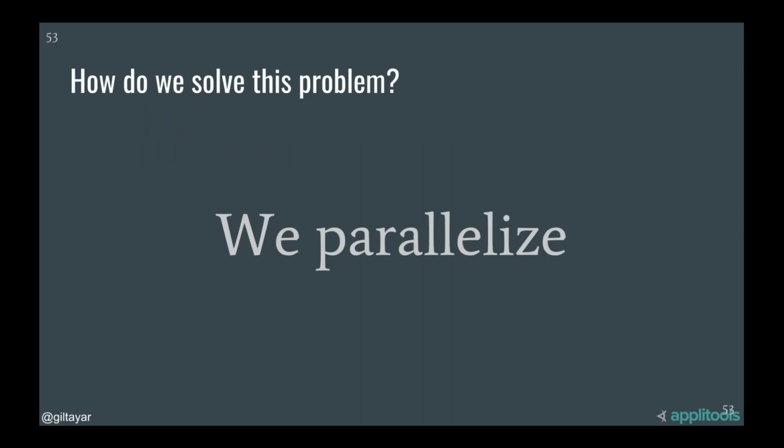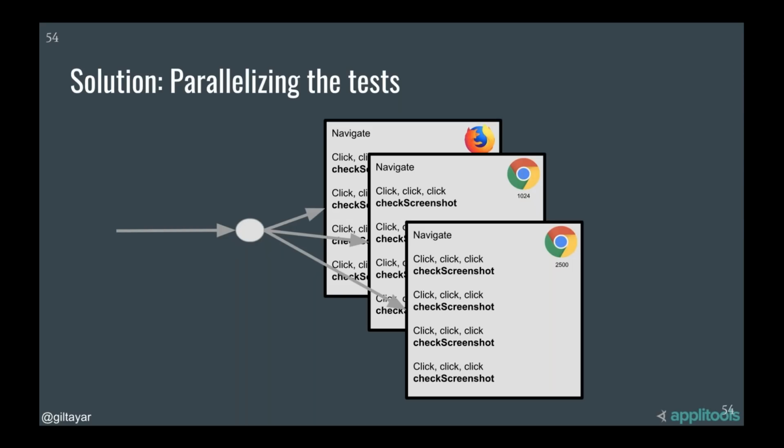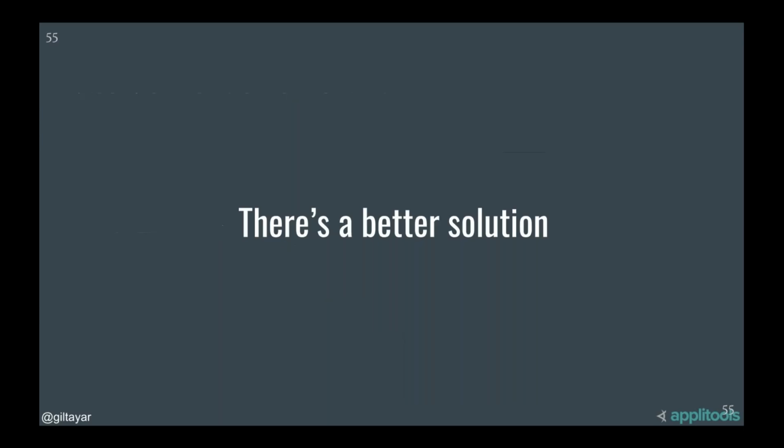How do we solve this problem? Answer: divide and conquer, as usual in computer science. We parallelize. Let's talk about one solution. How do we parallelize? First of all, we can parallelize the test. Run the test for Firefox, Chrome, and Chrome at a bigger resolution in parallel, instead of serially. That works, but it's difficult to set up. You need a grid of computers running the various browsers, and it's a problem because you need to run those tests again and again and again.